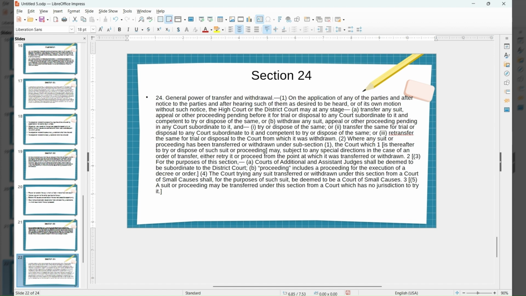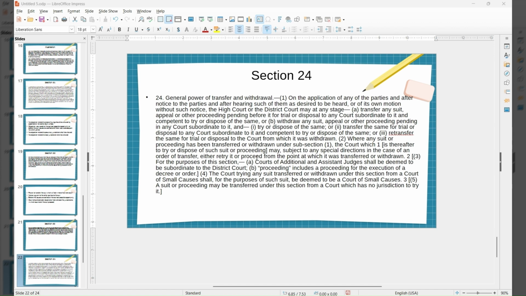So let me explain what exactly this is all about. Section 24 talks about the general power of transfer and withdrawal. It gives wide and discretionary powers to both the High Courts and the District Court to transfer cases from one court to another, and to withdraw cases from subordinate courts and handle them directly. So the suits can be withdrawn from subordinate courts and handled directly by the High Court and the District Court.